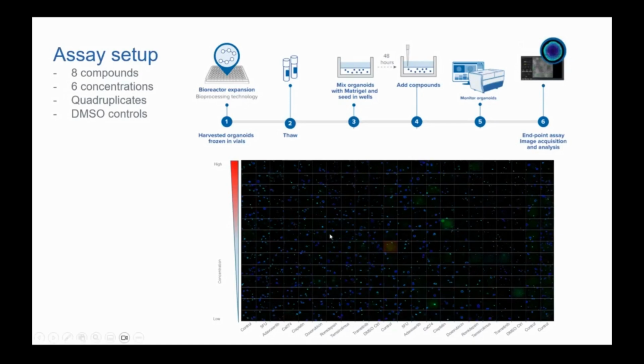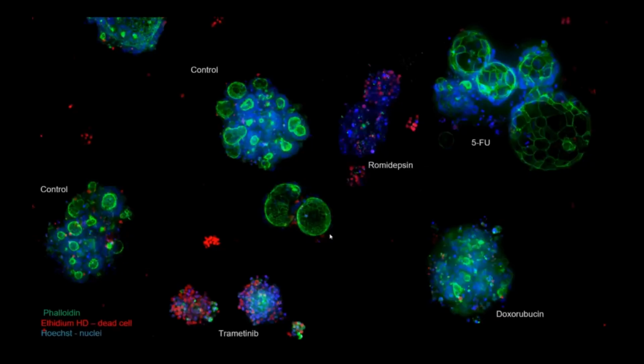After 5 days of compound exposure, we then ran various endpoint assays to assess compound effects. So here is a montage of images of the organoids after compound treatment. The organoids were stained with phalloidin, shown in the green channel, ethidium homodimer in red, and also Hoechst, which is for nuclear, that's shown in blue.